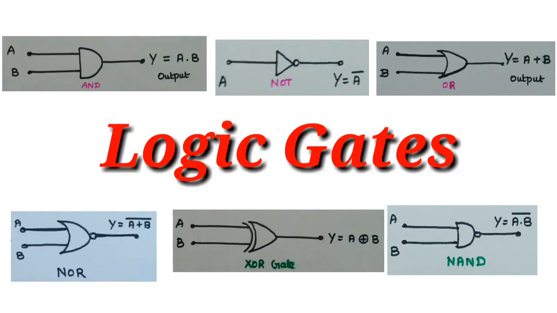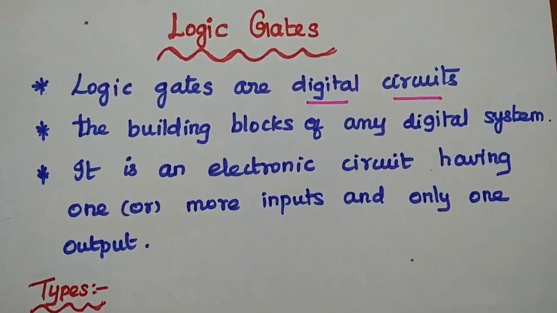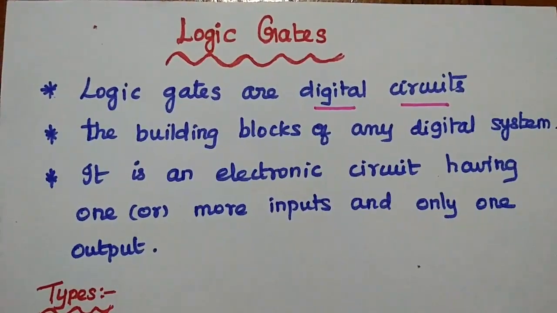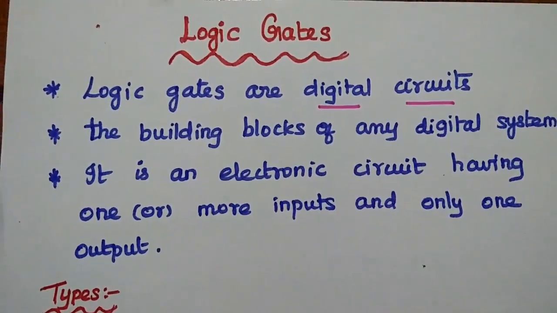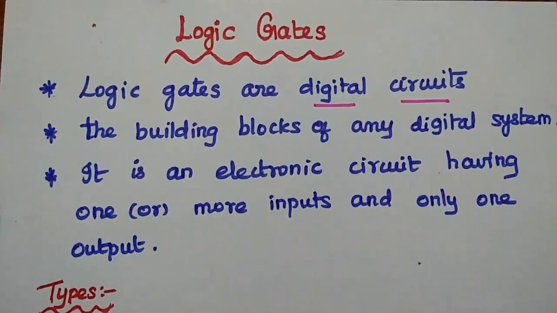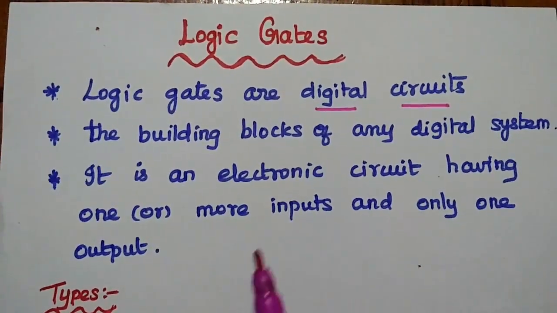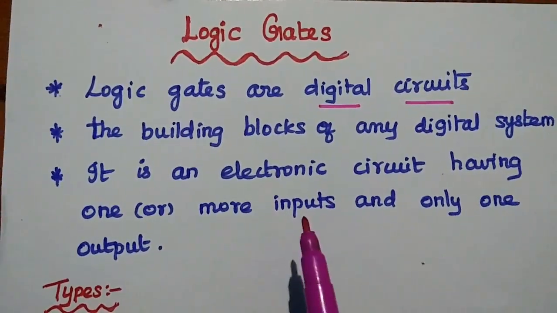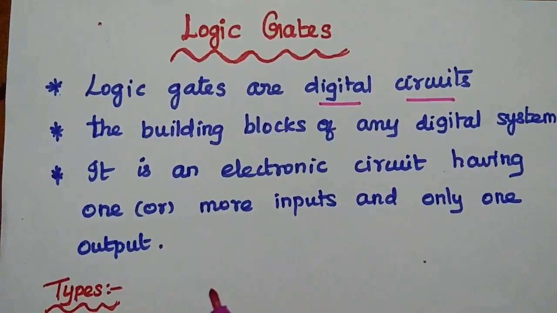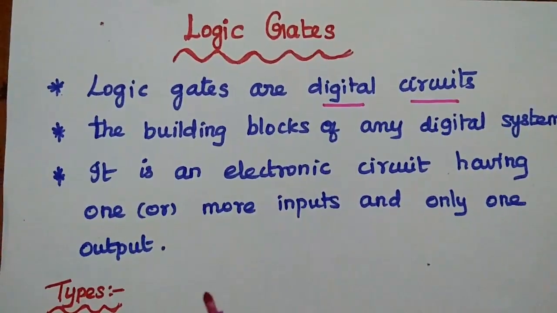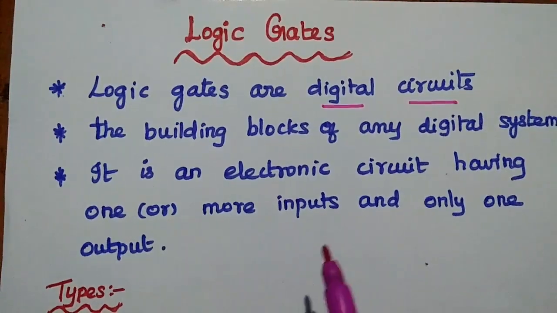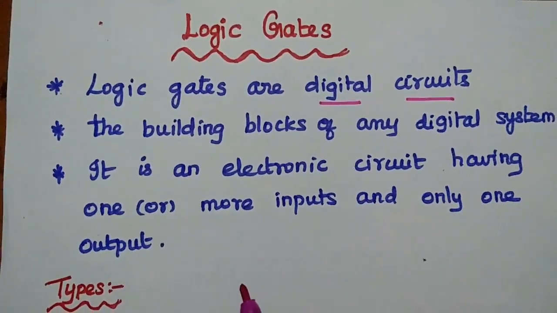Dear students, now we are going to discuss logic gates and their types in detail. Logic gates are digital circuits. These are used as the building blocks of any digital system. Simply, we can say it is an electronic circuit having one or more inputs and only one output.